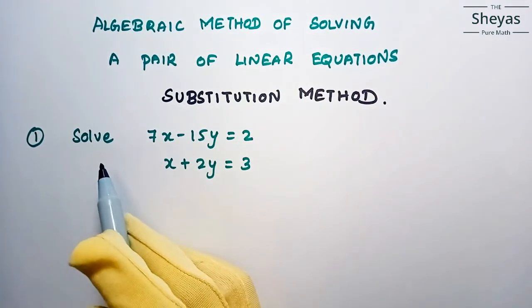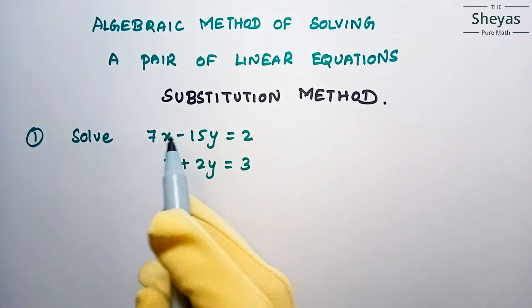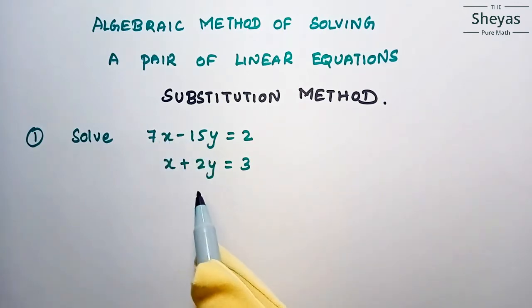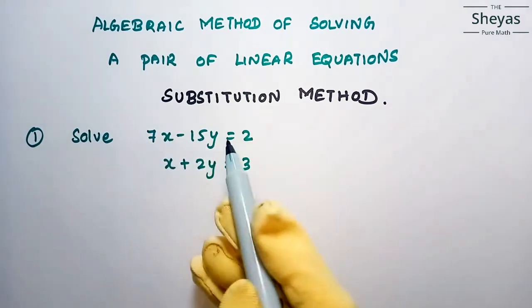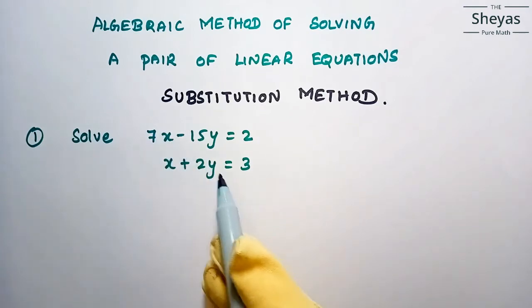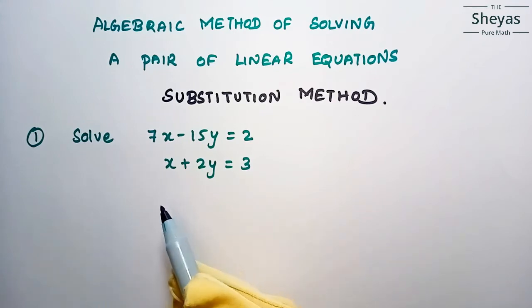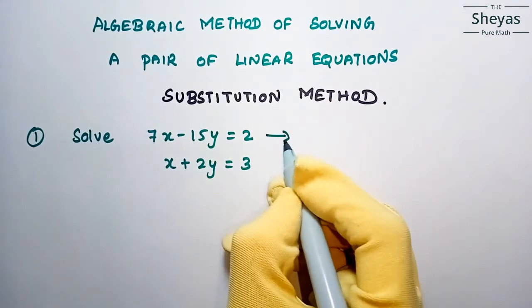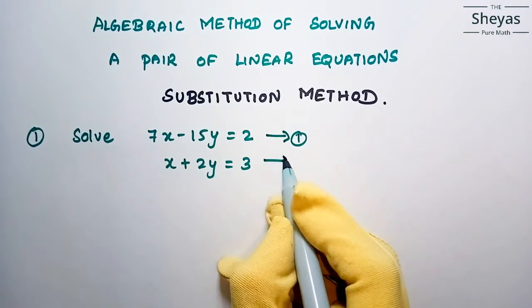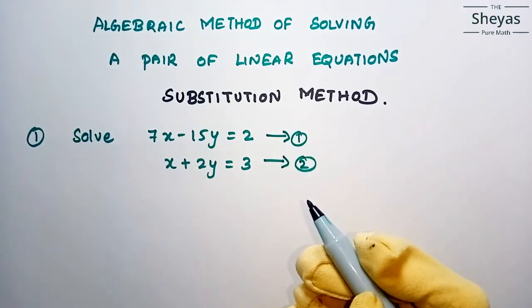So now the problem is: two linear equations are given which involve two variables, that is, a pair of linear equations involving two variables. Now let us start. Let this be the first equation. Let this be the second equation.